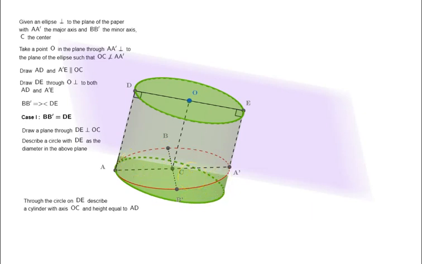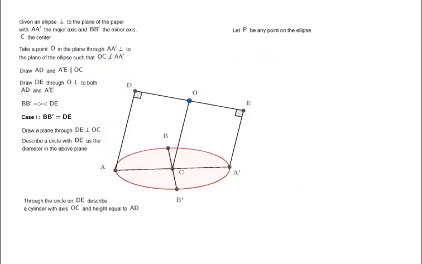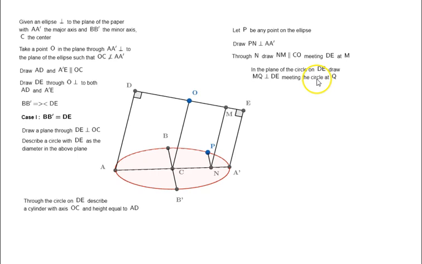But we have to prove it, right? So let's see how we can prove this. Let P be any point on the ellipse. Draw PN perpendicular to A prime A. To N, draw NM parallel to CO, meeting DE at M. In the plane of the circle on DE, draw MQ perpendicular to DE, meeting the circle at Q. Let me show you that circle again.